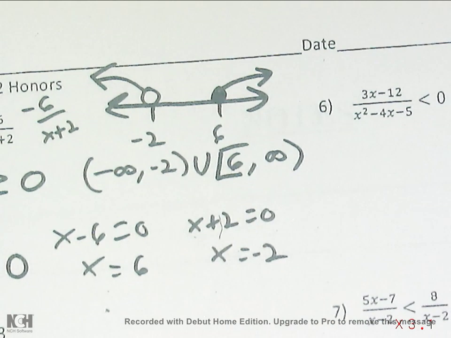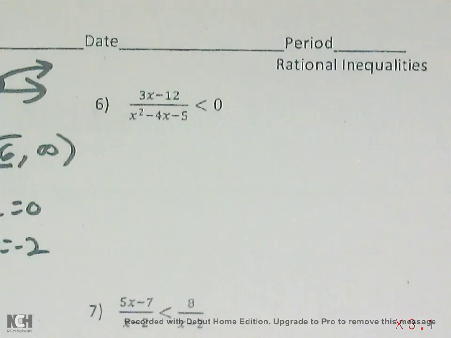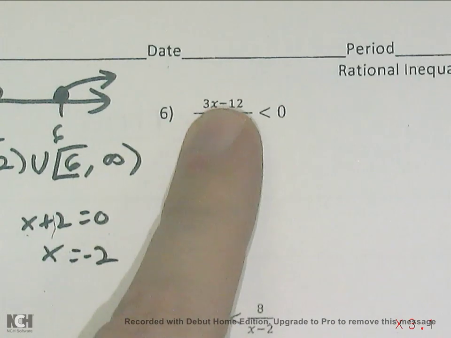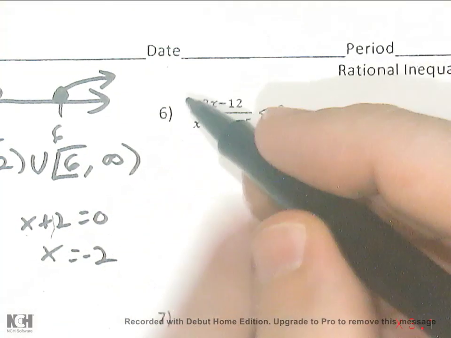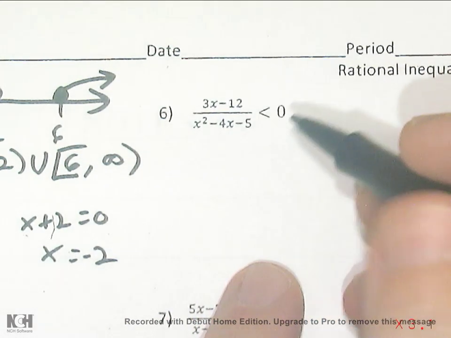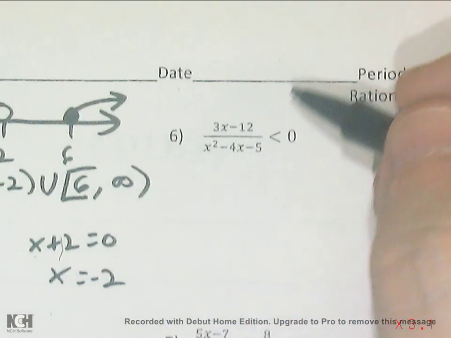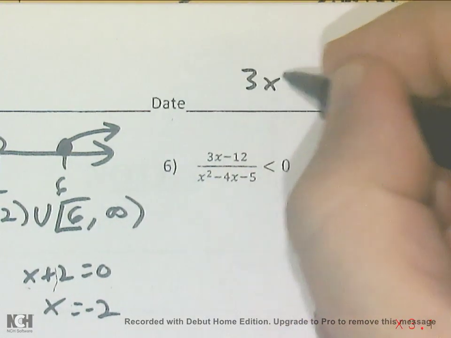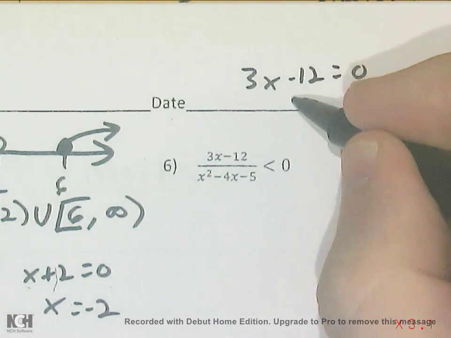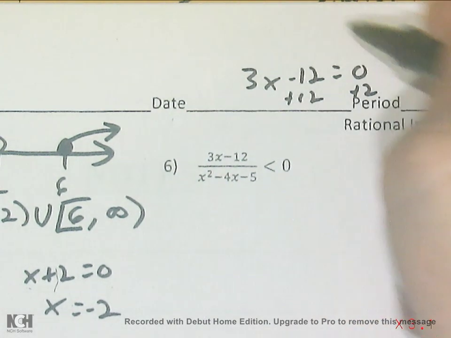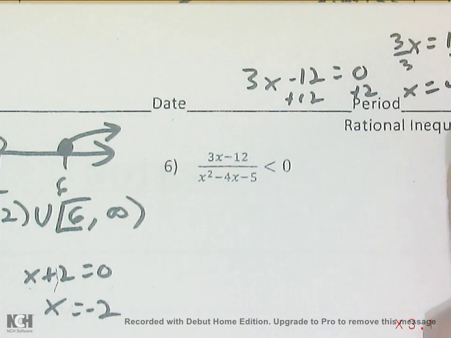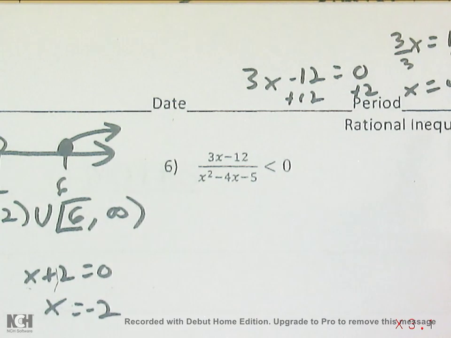Okay. Let's look at another one. Let's look at one where we have an actual quadratic. So this top one is basically already in my intercept form. I just have to set it equal to 0. So my top, I have 3x minus 12. If I do 3x minus 12 equals 0, I'd add 12, which would give me 3x is equal to 12, and then divide by 3. x is going to be 4. So one of my solutions is going to be 4.